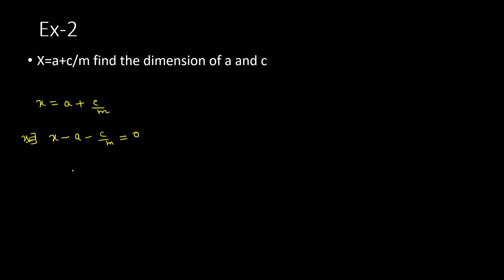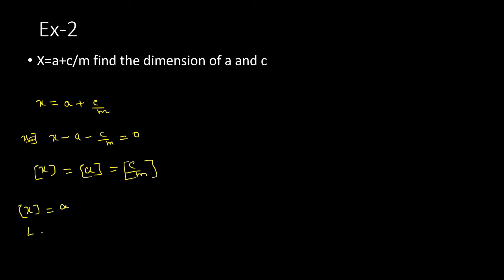Okay, so here we can say one thing. What will be the dimension of x? The dimension of x will be equal to the dimension of A, equal to the dimension of C by M. You probably know, I had said what the principle of homogeneity is: when the terms are in addition or subtraction, the dimension of the first term will be equal to the dimension of the second term, equal to the dimension of the third term, right? We have to find out the dimension of A.